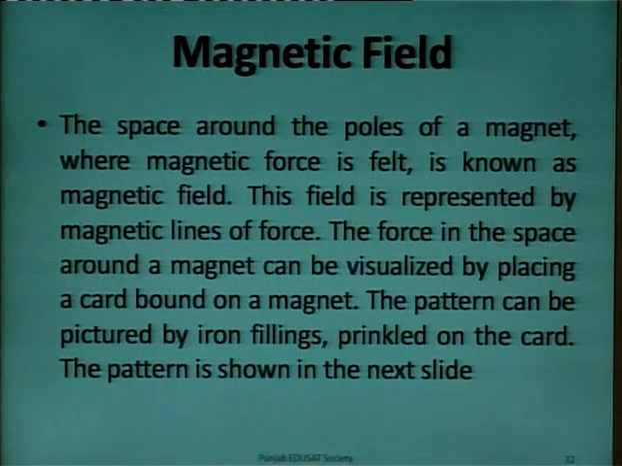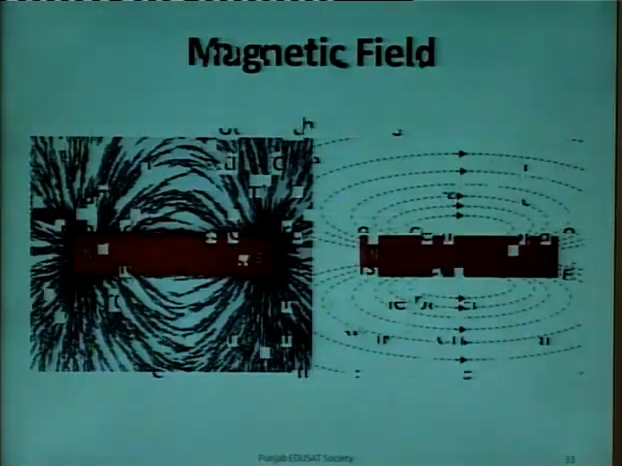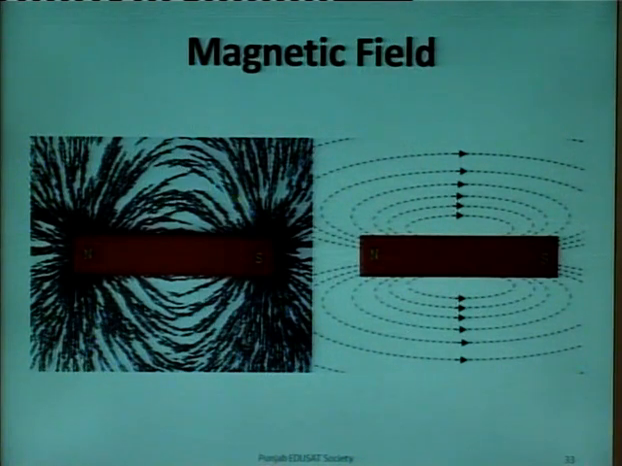The force in the space around a magnet can be visualized by placing a card board on a magnet. The pattern can be pictured by iron filings sprinkled on the card, as the pattern is shown in the next slide. So, this is the pattern. As if we are having small iron pieces, then we can draw.